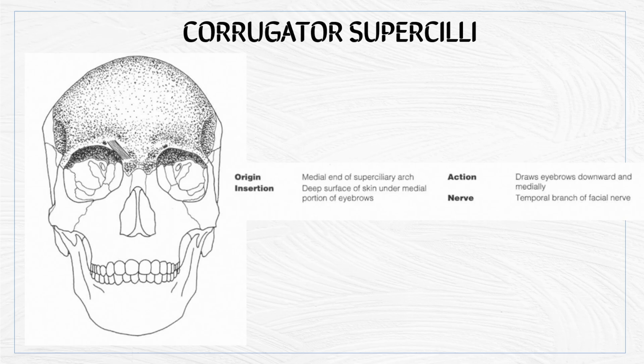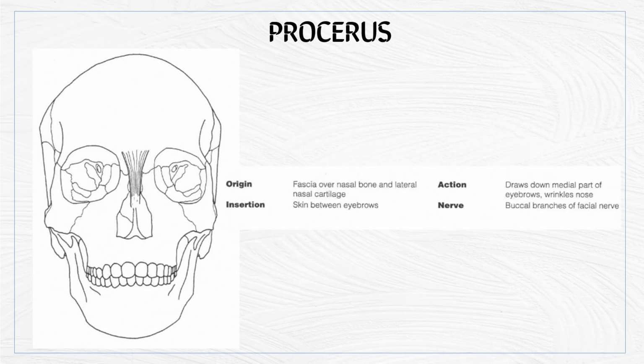Then corrugator supercilii originates from the medial end of the superciliary arch and gets inserted into the medial portion of the eyebrows. Here is the origin, the superciliary arch, and it is inserted into the medial portion of the eyebrows. As it gets inserted medially, it draws the eyebrows downward and medially, and it is supplied by the temporal branch of the facial nerve.